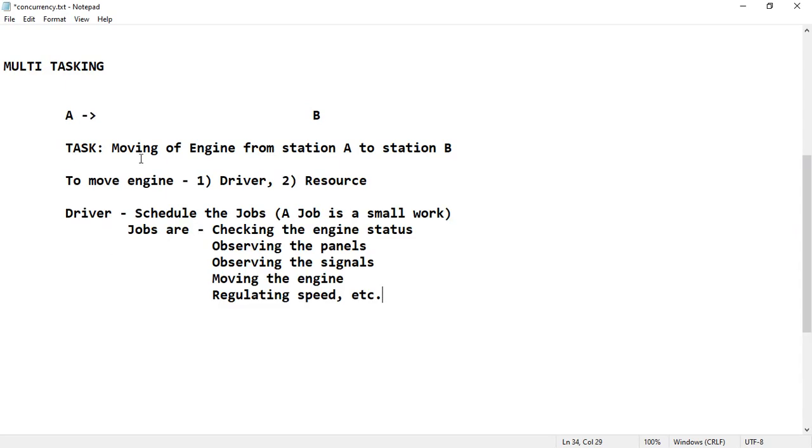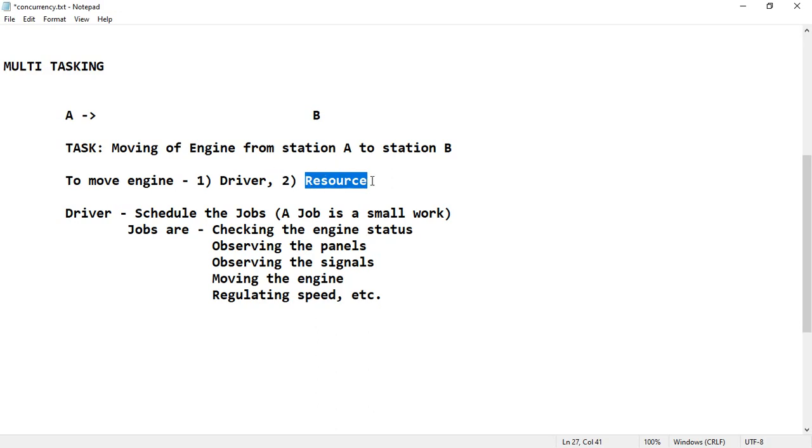So the given task is moving the engine from station A to station B. In order to move this engine, one requires two main things: one is the driver, another is the resource. The driver is responsible for doing various jobs, while in the case of the resource, depending upon the engine's manufacturing, whether it is an electrical engine or diesel engine or any other engine, you are supposed to choose the resource. Without the resource, the engine cannot move.